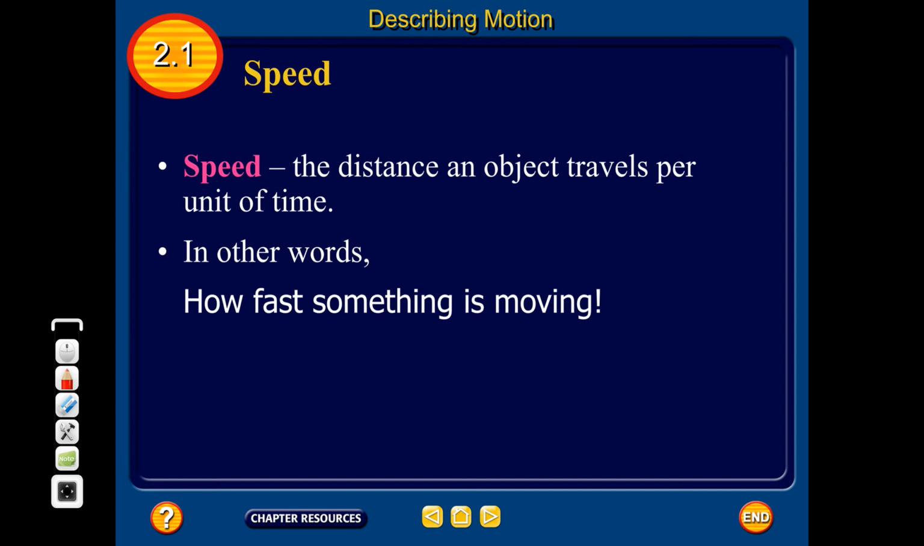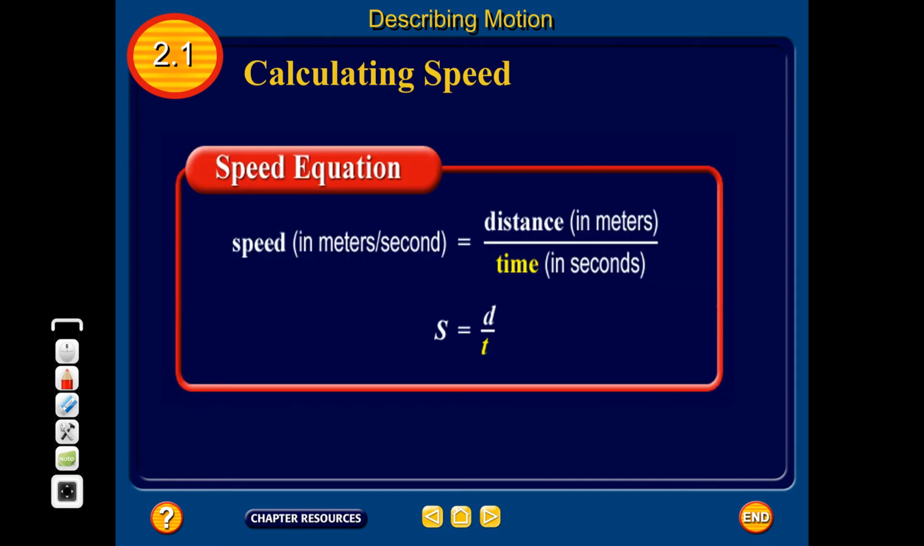Sometimes we say it's the rate we change our distance, the rate we change our position. So that would be another definition for speed: the rate that we change our position. We calculate it by doing distance divided by time. That's it. It's just how far you go total divided by the total time. You can see the units are meters per second.